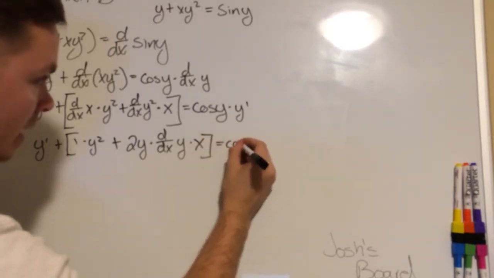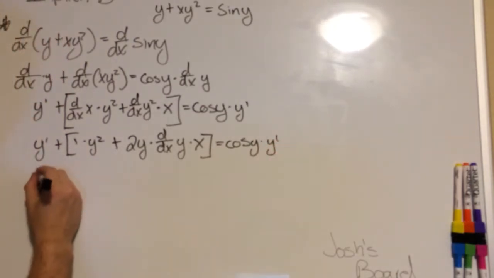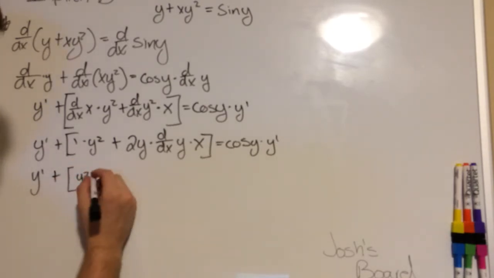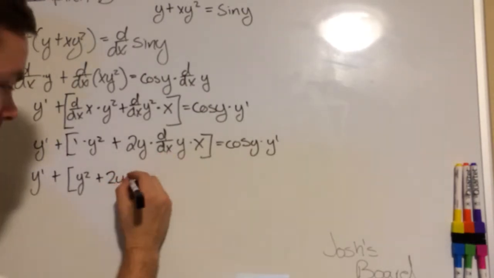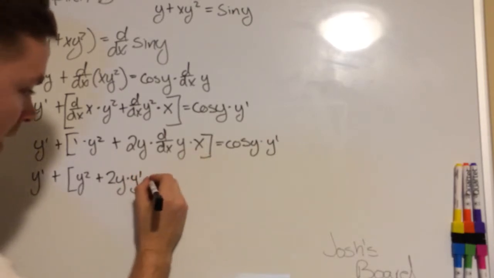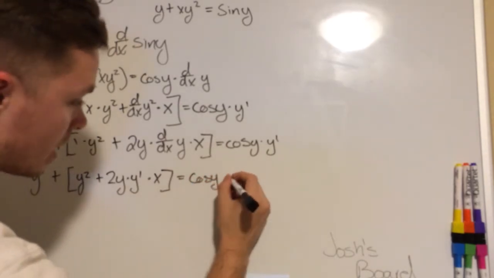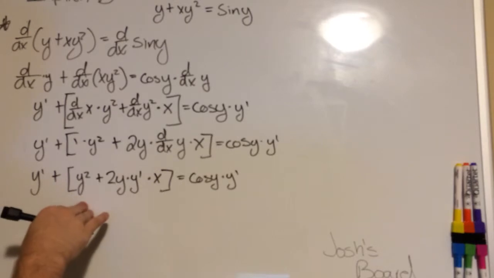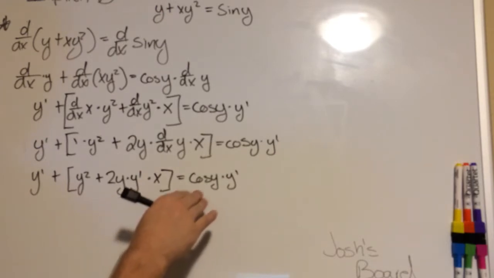Next, this side's all finished as far as we can go right now. So y prime, going back down here, y prime plus y squared plus 2y dy/dx, so times y prime, times x, equals the cosine of y times y prime. Now that we're done with this, we can go down here. Now we have y prime plus y squared plus 2y times y prime times x, equals cosine of y times y prime.